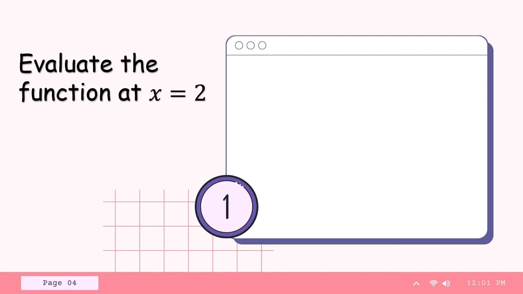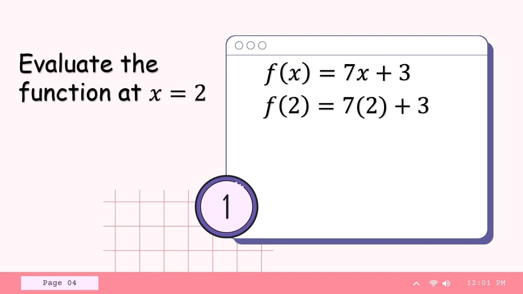Evaluate the function at x is equal to 2. f of x is equal to 7x plus 3. That will become f of 2 is equal to 7 times 2 plus 3. 7 times 2 is equal to 14. 14 plus 3 is equal to 17. That means f of 2 is equal to 17.